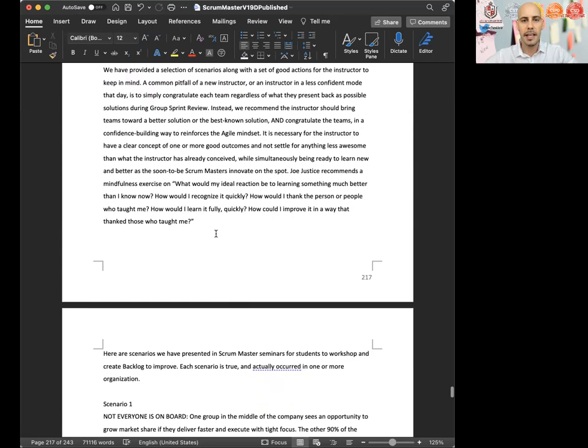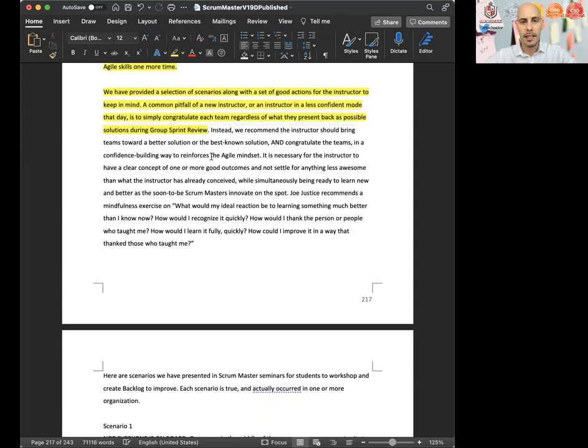We have provided a selection of scenarios along with a set of good actions for the instructor to keep in mind. A common pitfall of a new instructor or instructor in a less confident mode that day is to simply congratulate each team regardless of what they present back as possible solutions during group sprint review. Instead, we recommend the instructor should bring teams toward a better solution or the best known solution and congratulate the teams in a confidence building way to reinforce the Agile mindset.